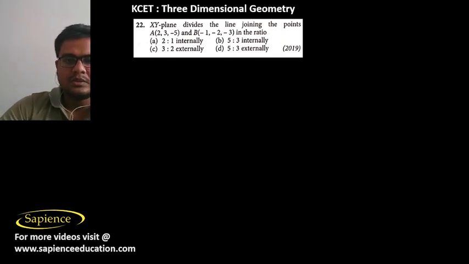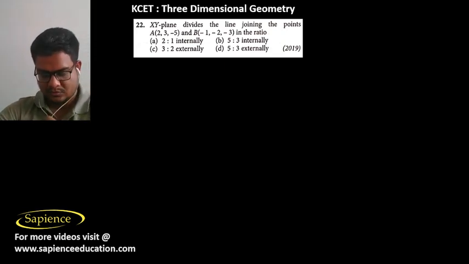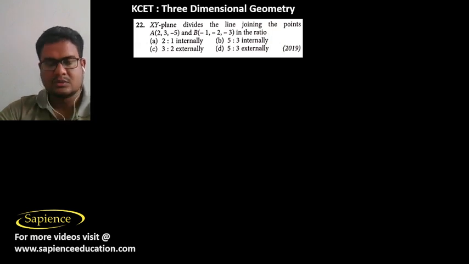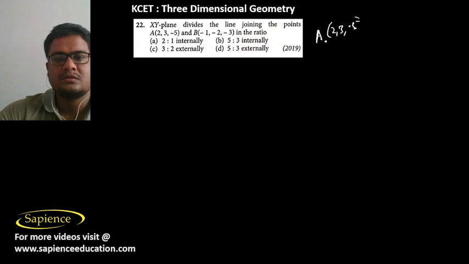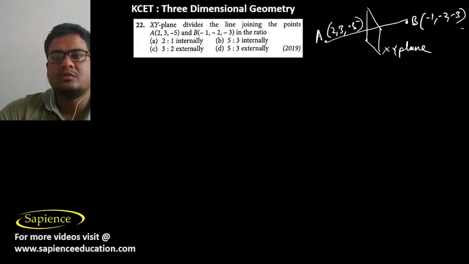And question number 22, it is told that the xy plane divides the line joining the points A, which is 2 comma 3 comma minus 5, and point B, that is minus 1 comma minus 2 comma minus 3, in which ratio. So here we have the xy plane. Any point on the xy plane will have z coordinate 0. It is of the form a comma b comma 0.